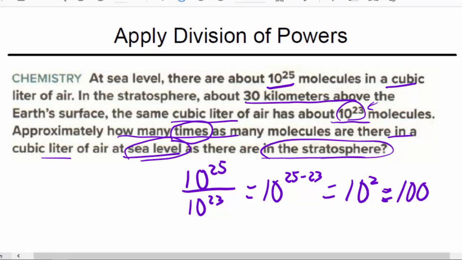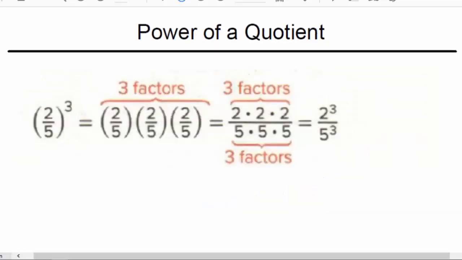What that means is there are 100 times more molecules at sea level than there are in the stratosphere when you're 30 kilometers up. Okay, for this next one, we've got power of a quotient. This is similar to the power of a product rule. Remember, with the power of a product rule, we can distribute the exponent. Well, when we do power of a quotient, we can also distribute the exponent.